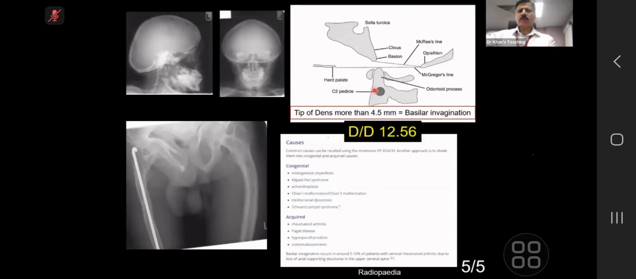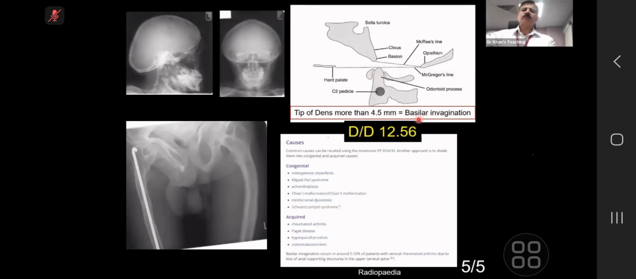First of all, look here. This is C1, this is the dens of C2, and this is the foramen magnum, this is the clivus. Now, if you draw a line from this point, which is the posterior inner border of the foramen magnum, towards the hard palate here, the tip of the dens should not be more than 4.5 millimeter superior to that. And when it is more than that, we call it basilar invagination.